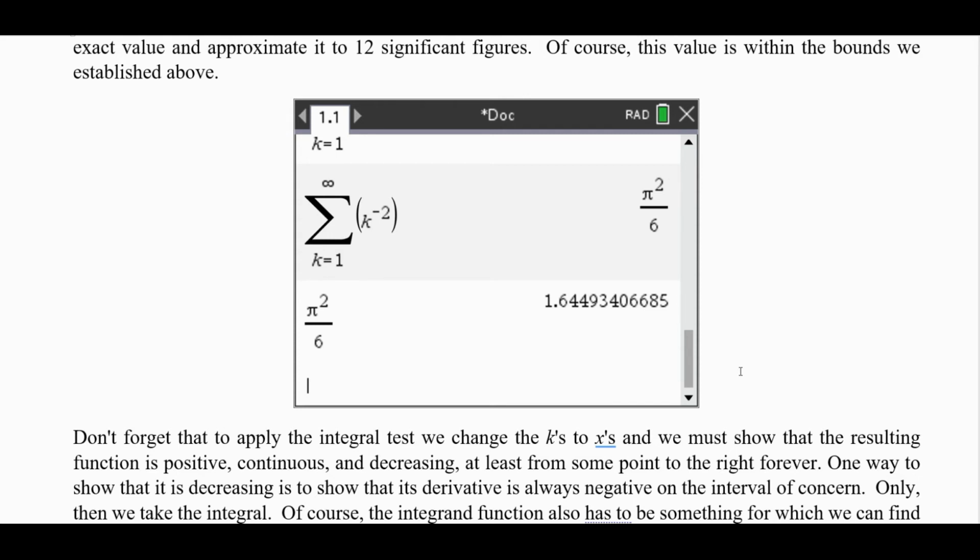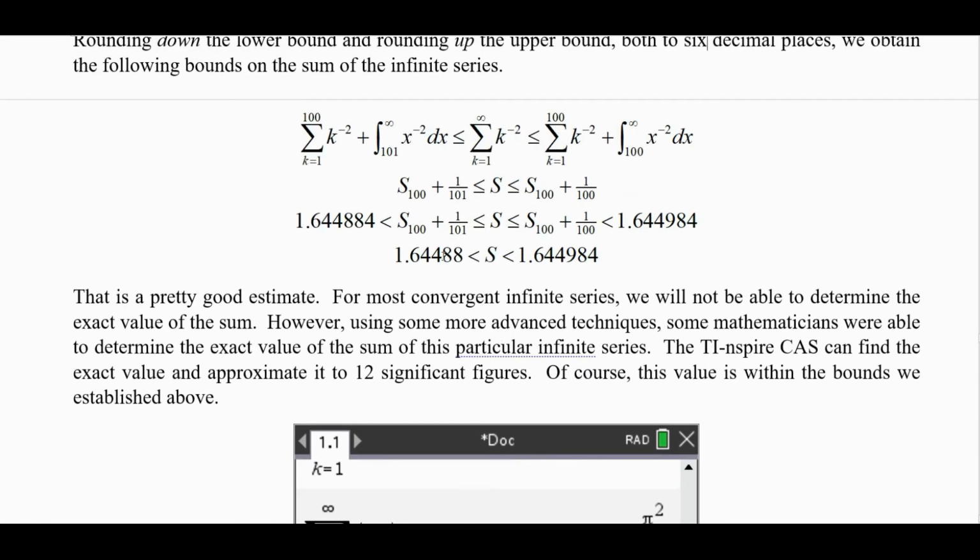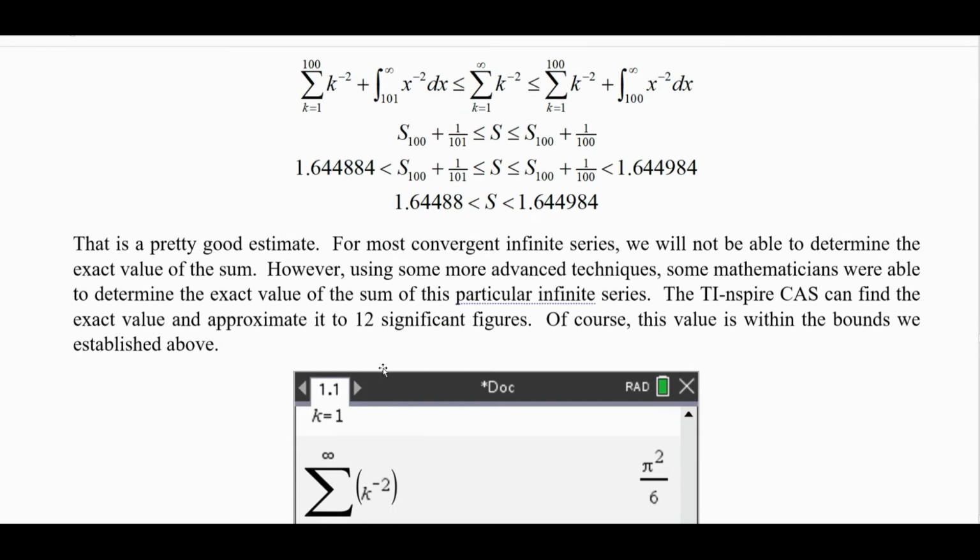And then if we approximate pi squared over 6 to the limits of this calculator, which I think has like 12 significant digits, you get 1.64493406685, which is accurate as far as the calculator will go. And of course, it's going to be between these two bounds that we set out.